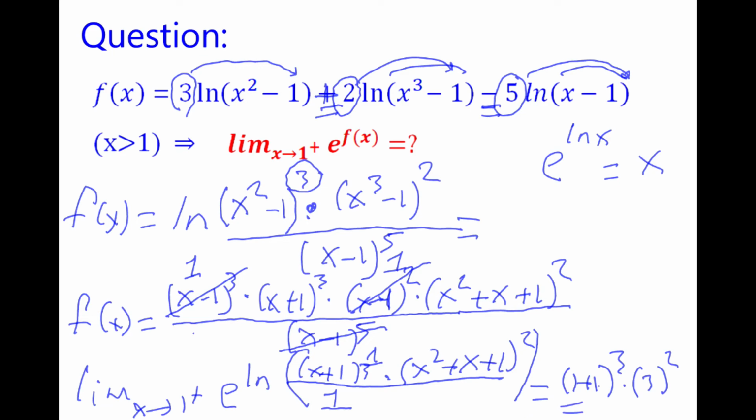So 1 plus 1 is 2, 2 to the power of 3 is 8, 8 times 3 squared is 9, so 8 times 9, which is 72. Let me write it here clearly and obviously. So 72 is the result of this question.